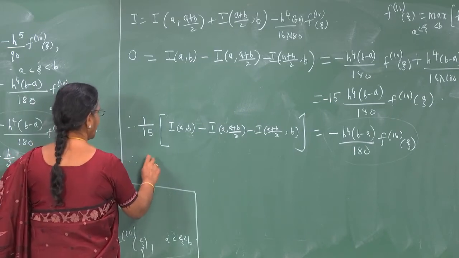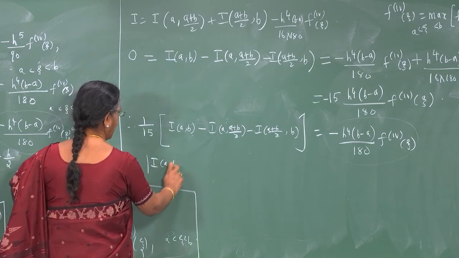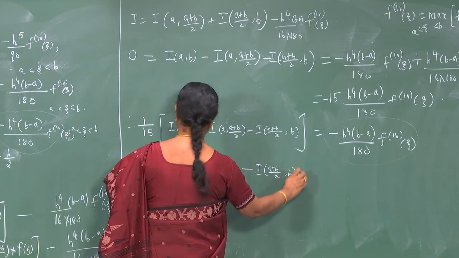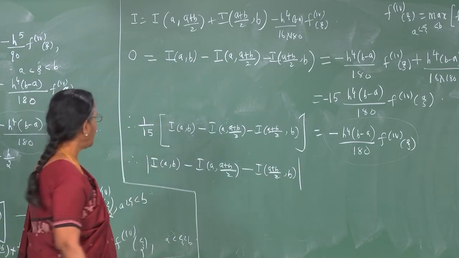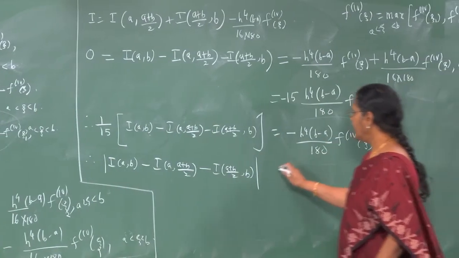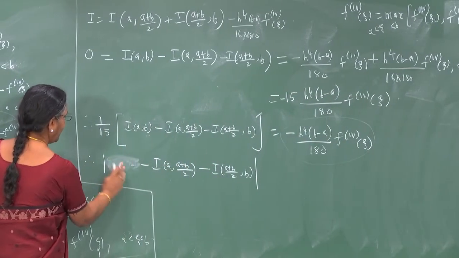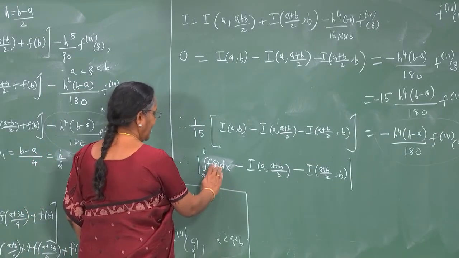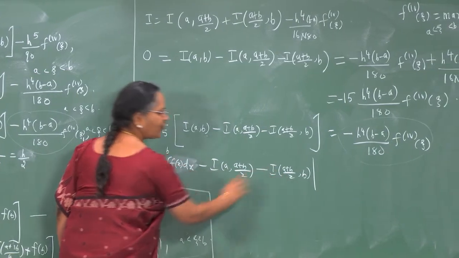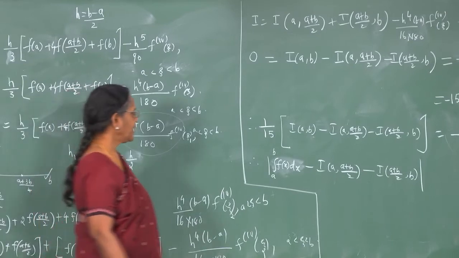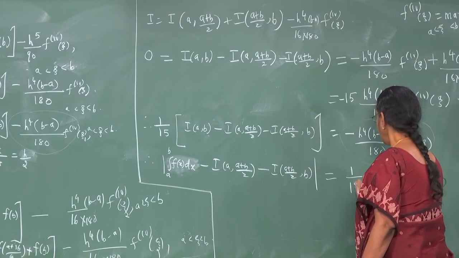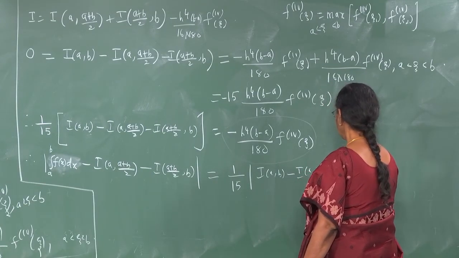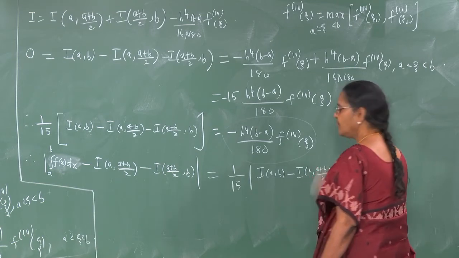And therefore, we have the absolute value of the difference between I of a b and I of a comma a plus b by 2 plus I of a plus b by 2 comma b, right. This difference in absolute value is going to be what? Or I can replace this I of a b by the integral itself, integral a to b f of x dx. So, the difference in the exact integral minus the value that you get by applying Simpson's rule is such that it is going to be 1 by 15 of I of a b minus I of a comma a plus b by 2 minus I of a plus b by 2 comma b. So, this is what you get.